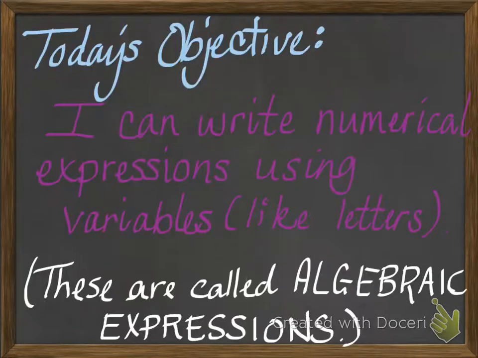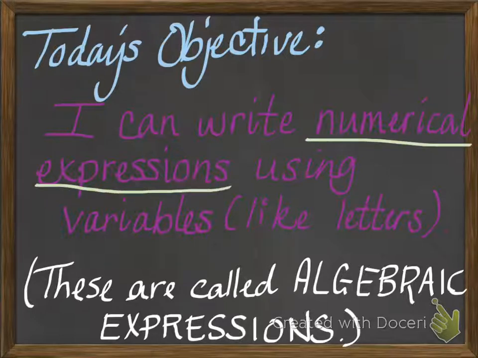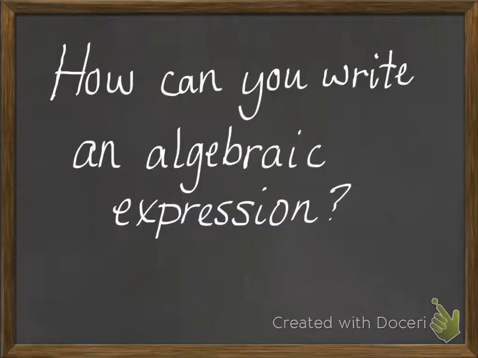Today's objective is I can write numerical expressions using variables like letters. And these are called algebraic expressions. So let's talk about a few words here in our objective. The first word, numerical expression, just means an equation or a number sentence. Variables are letters that we use, like A, B, C, within an equation, and that just stands for a number. And when we put those together, we have an algebraic expression. We'll talk a little bit more about that.